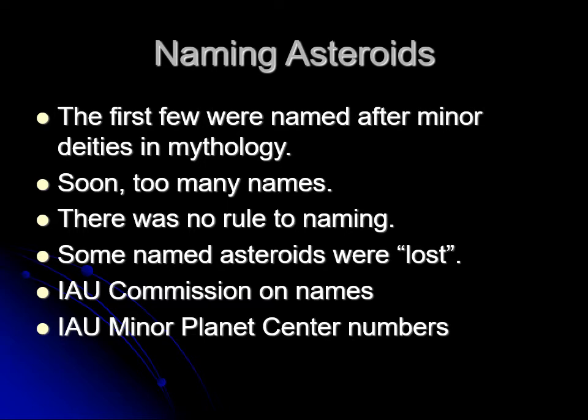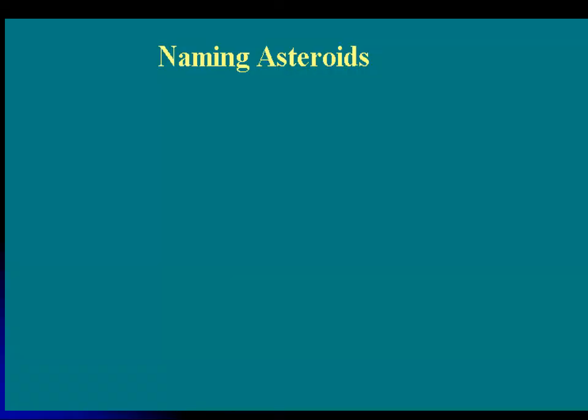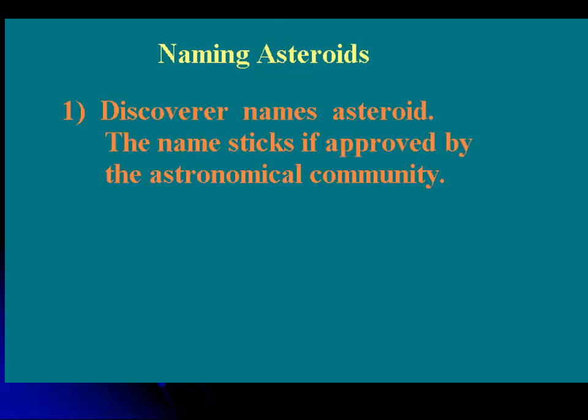Now, the other thing is they numbered the asteroids by order of discovery. So Ceres, being the very first asteroid discovered, is often called 1 Ceres. And then 2 Pallas and 3 Juno and so forth, 4 Vesta. And so they were in order of discovery. So the naming of the asteroids: the discoverer gets to suggest a name. If it's approved by the IAU Commission, then it becomes an official name. And so that's it.